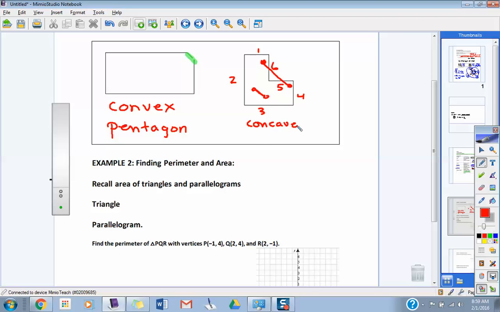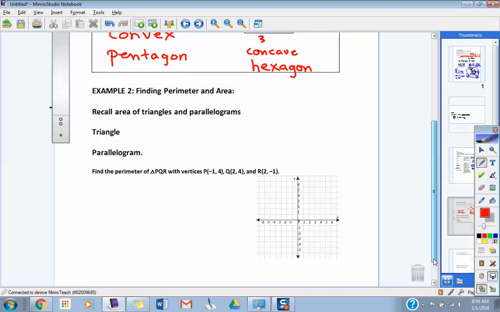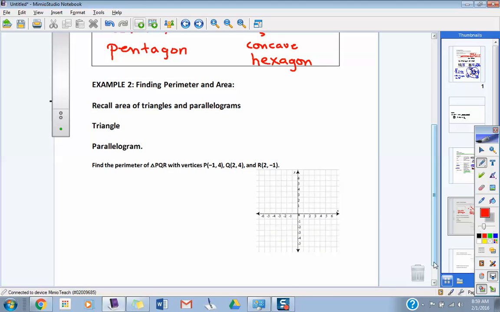And then the 6-sided one, you told me I believe, was a hexagon, right? Okay. All right, so good. Make sure you understand how to name stuff. That's what example 1 is all about. All right? Okay, so let's start looking at perimeter and area. This is the big part today, starting at example 2: finding perimeter, finding area.